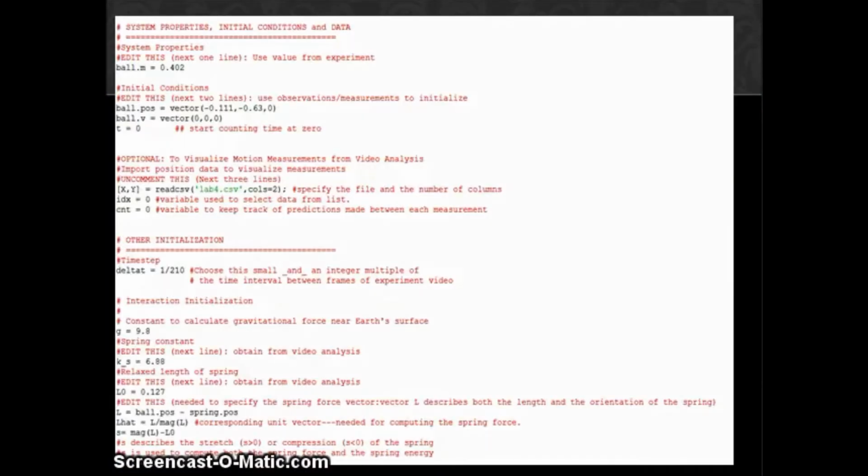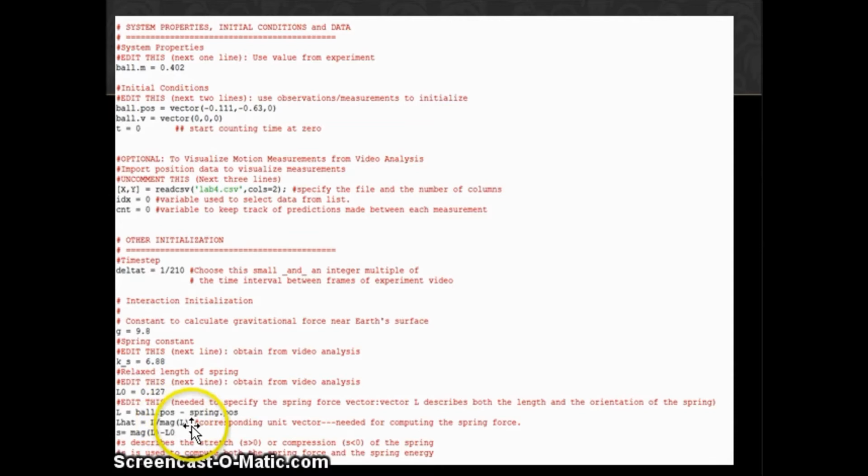So our system in this lab was the mass, the spring, and Earth, and I'll explain later why the Earth was in our system. So here we just plugged in the initial position data from Tracker. We knew the velocity was 0 before Dr. Greco let it loose. Here we instruct Python to read the CSV file that we saved with the Tracker data. Here is our time step that we were instructed to set as 1/210 online. Our gravitational constant is g. Our spring stiffness we calculated as 6.88 and relaxed length to be 0.127.